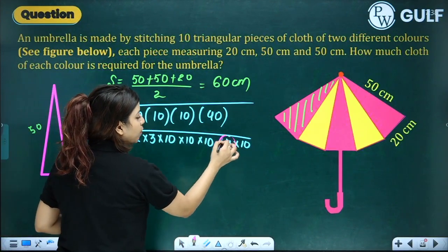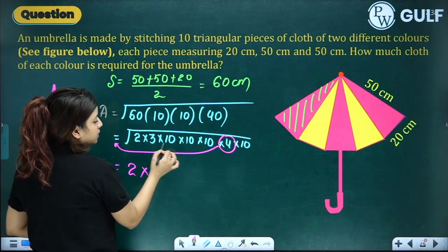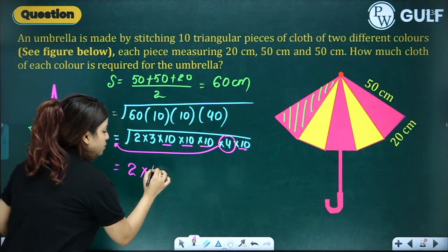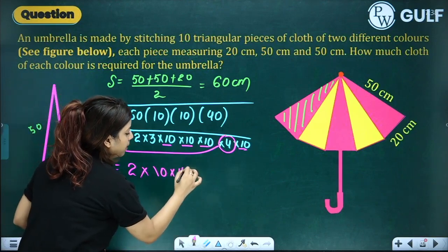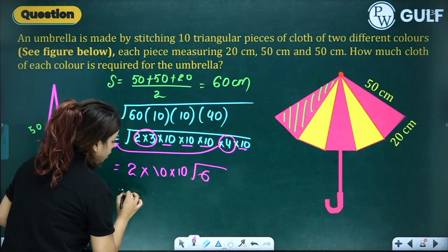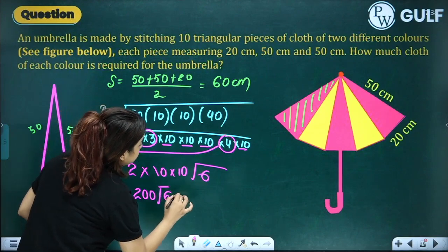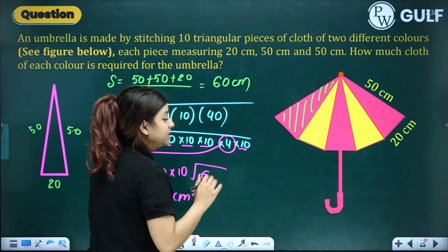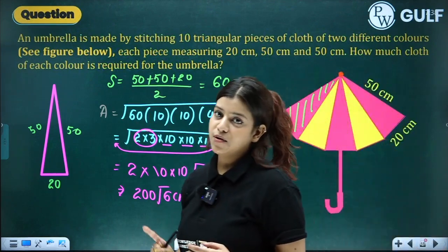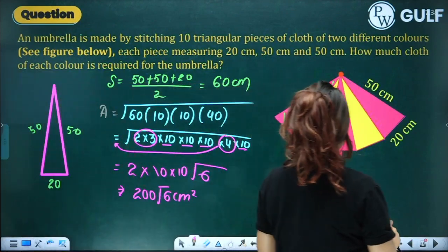Over here 4 can itself come out as 2, students, right? We have 10, 10 pair and 10, 10. So we have 2 pairs of 10. So basically 10 into 10 will come out, and inside the bracket we will be left with 2 into 3, that is under root of 6. So we have 200 root 6 centimeter square as the area of one triangular piece that is there in front of us. So this is for just one triangular piece that is given to us.